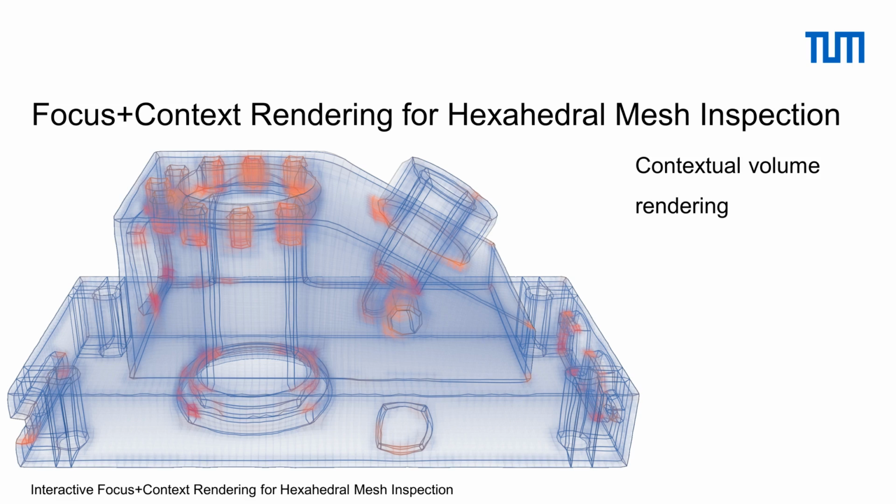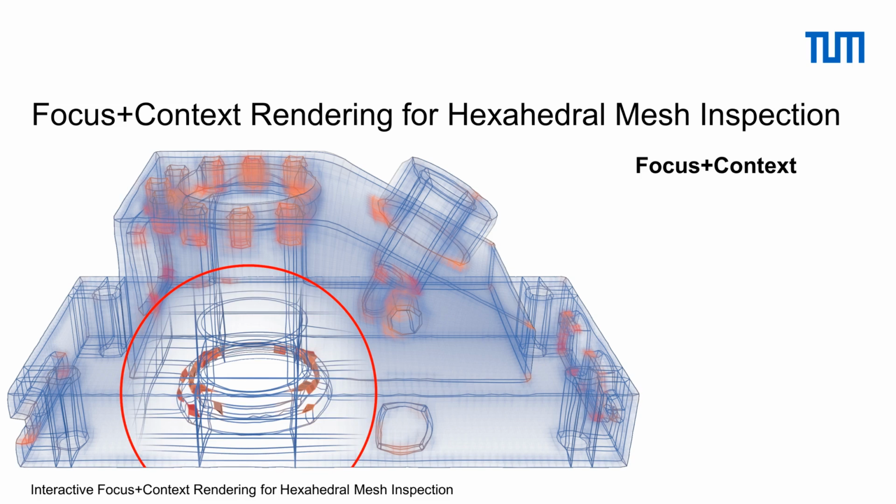In this image, you can see the contextual volume rendering of our focus and context rendering technique. Coarse mesh edges are blended into a volumetric representation of the mesh. Cell deformations are mapped to color and opacity. Here, blue means low deformation, orange means medium deformation, and red means high deformation. Furthermore, users can explore the hex mesh by moving a lens-like hotspot. In this lens region, more detailed edge structures or the boundary surface of highly deformed cells can be shown.